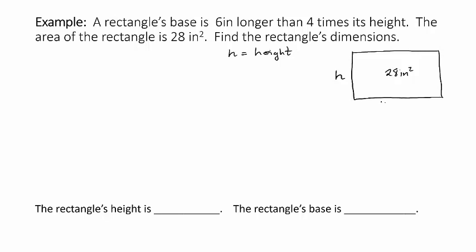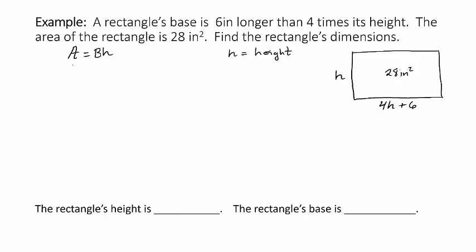Now the base is 6 inches longer than 4 times its height. So if we say 4h, that's 4 times the height, right? And it's 6 inches longer than that. So the area of a rectangle is length times width, but in this case, we'll use the language of this problem, base times the height, right?